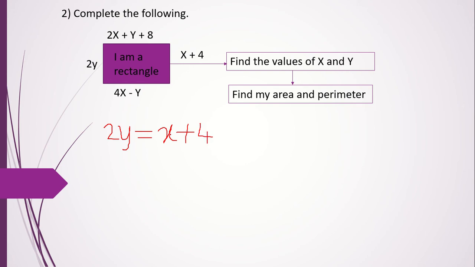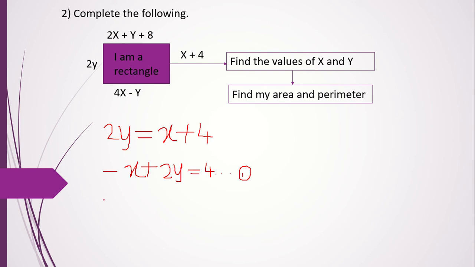Now I will just rearrange them. This x goes that side, it will become minus x plus 2y is equal to 4. I will give this equation number 1. Okay, next what do I have?